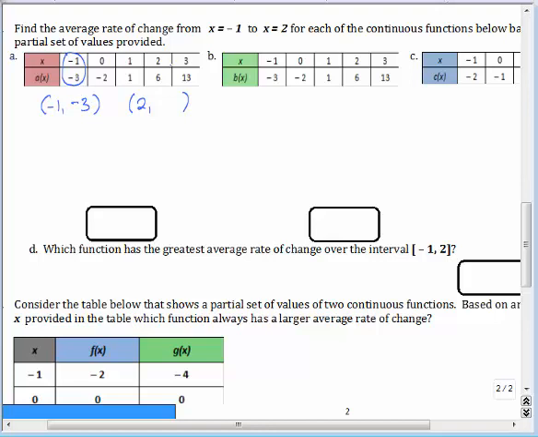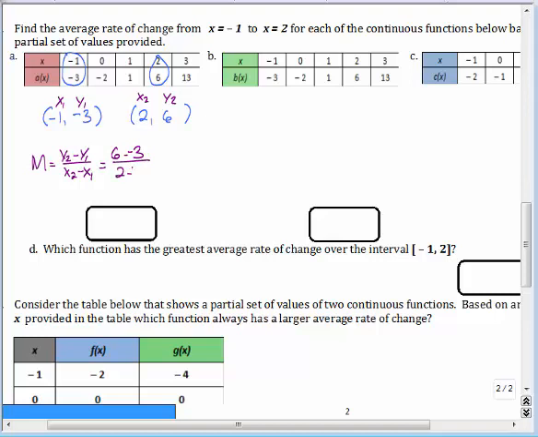I know -1, -3 go together, and I know that 2 corresponds with 6 in this one. So very simply, I have my x1, y1, and x2, y2. Okay, so in this one we have this being x1, y1, this being x2, y2, and again I just want to find the average rate of change. So m is equal to y2 minus y1 over x2 minus x1. So that's equal to 6 minus -3 over 2 minus -1, which, 6 minus -3, that'll be 9, and 2 minus -1, that'll be 3. And so that's 3 for the first one.